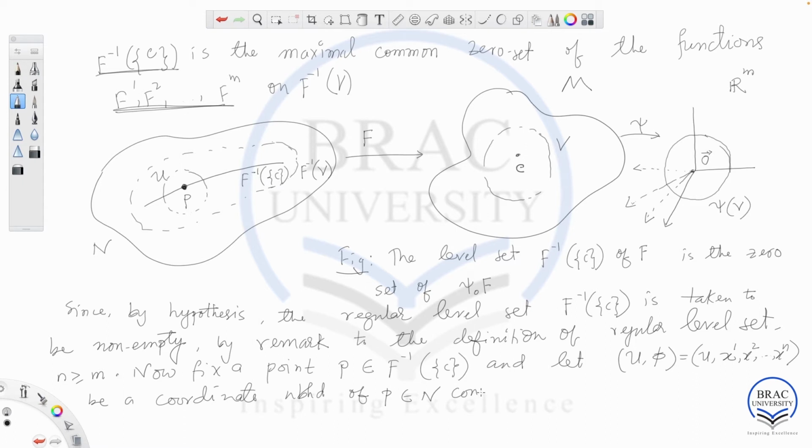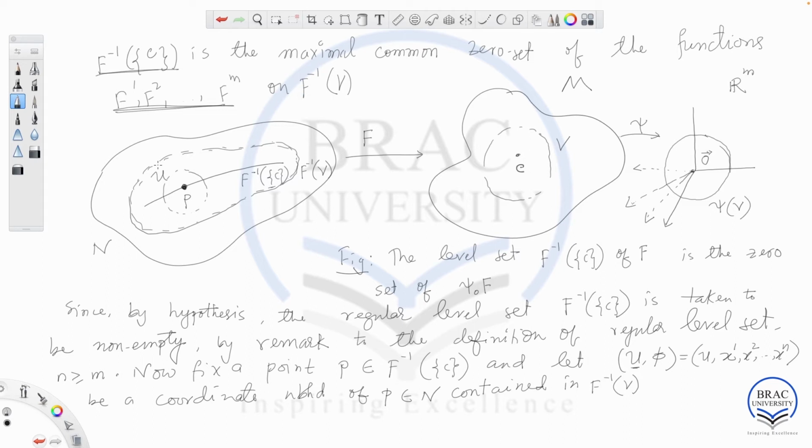We want this open set U to be contained in this open set, the inverse image of V under F. Okay, we want U to be contained in this open set, F inverse of V.